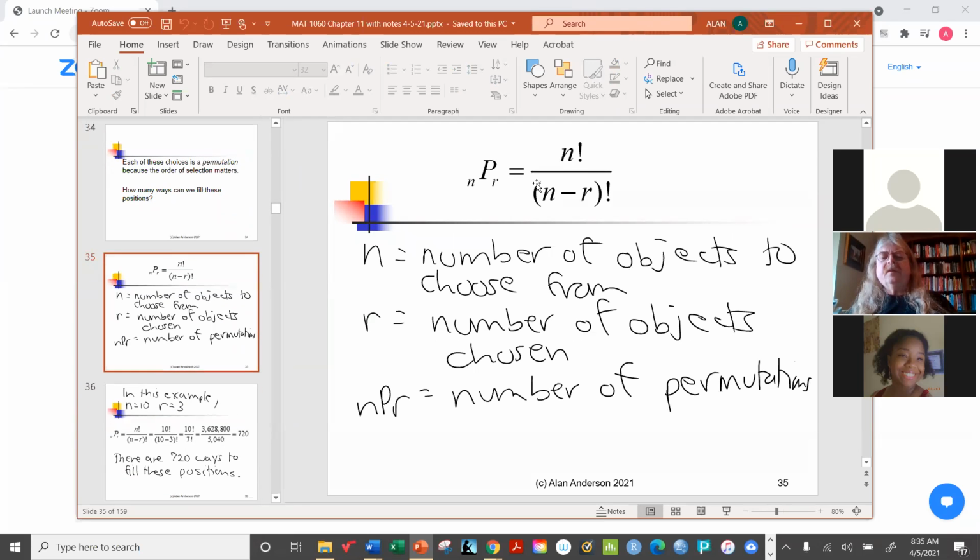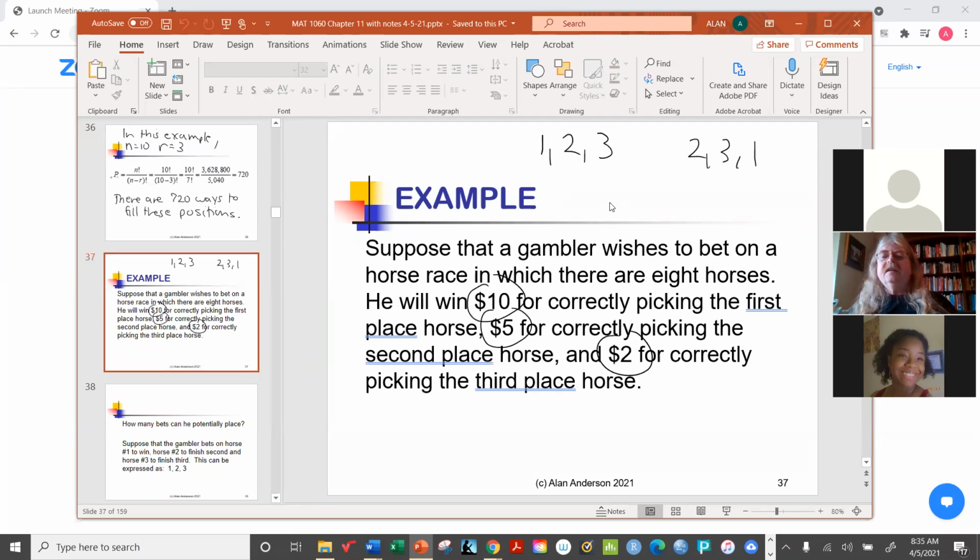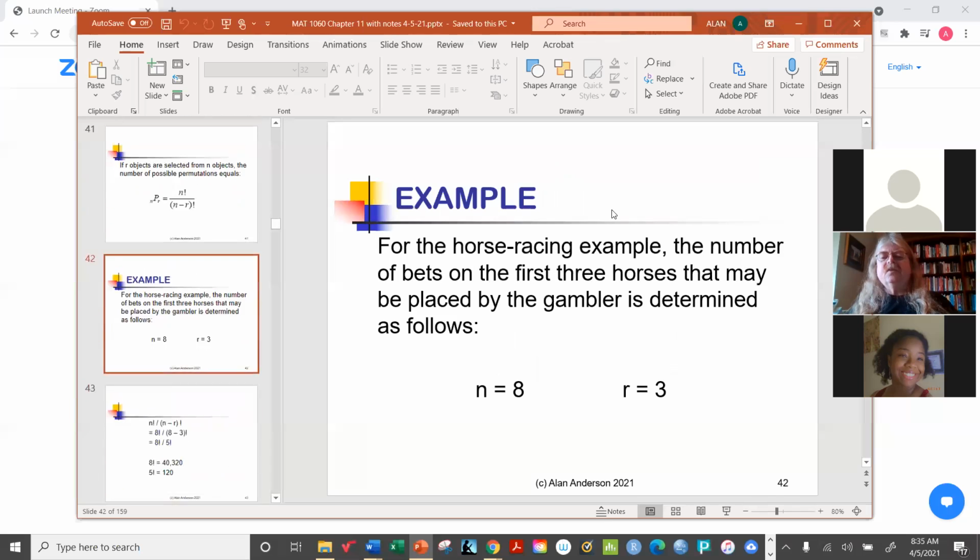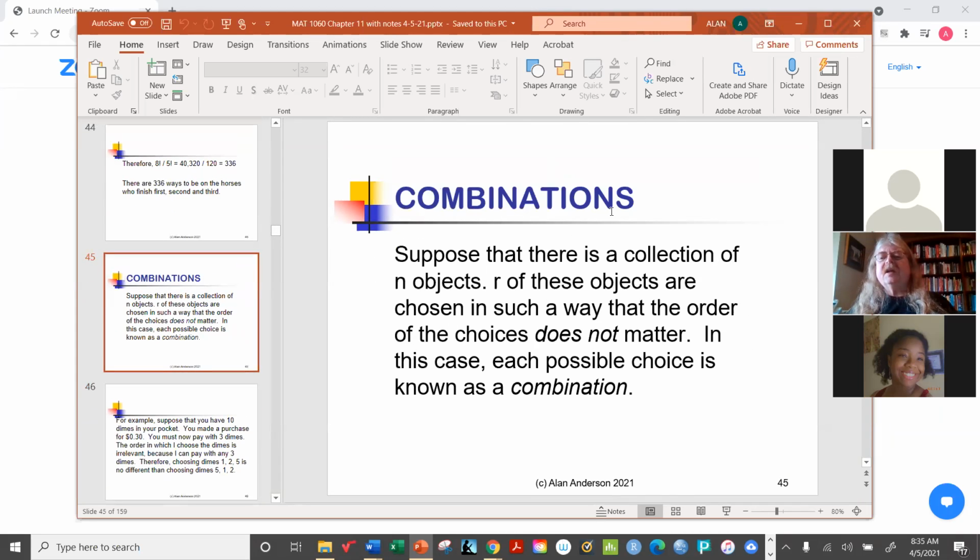We also saw the formula that's used to calculate permutations, and of course you can see that we can do all these calculations from our factorial operator very quickly and easily. And then after this, we found that when we choose objects from a larger collection in such a way that the order does not matter, we end up with what are called combinations. And the formula for combinations is a little bit more involved.